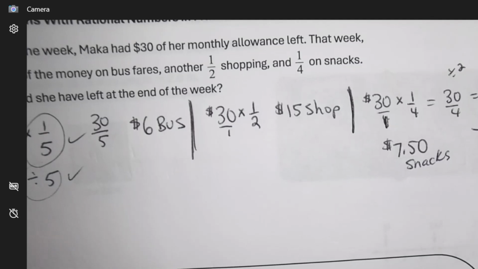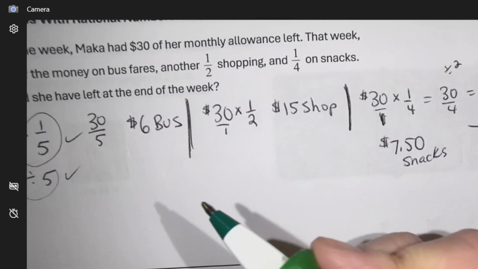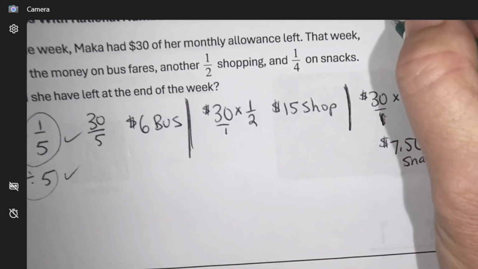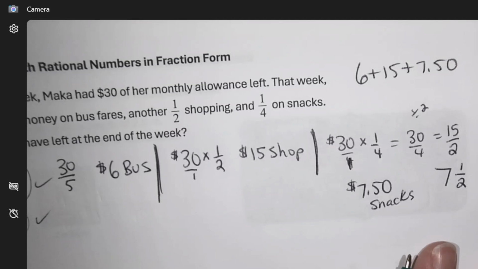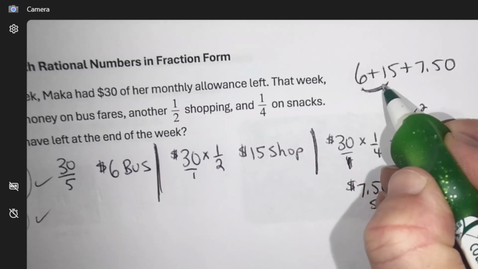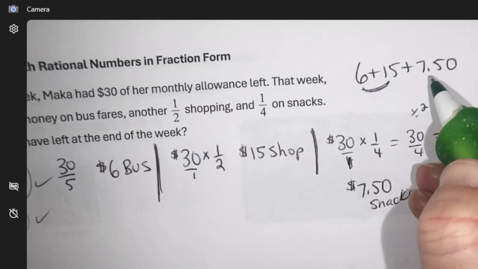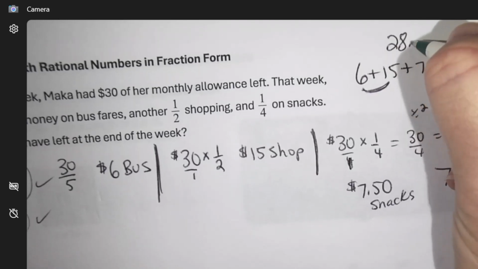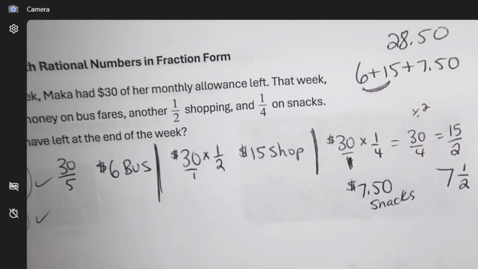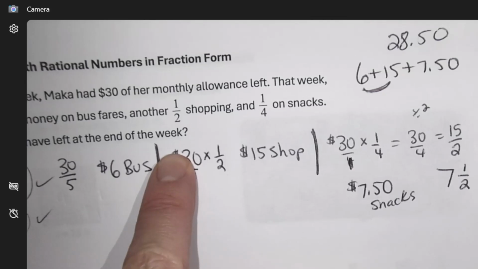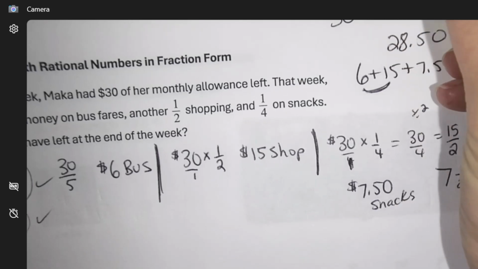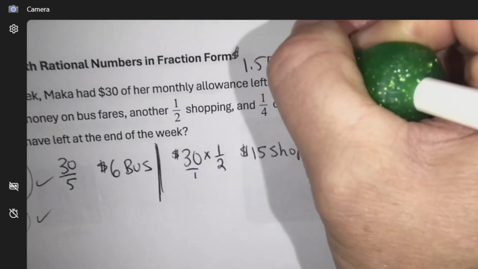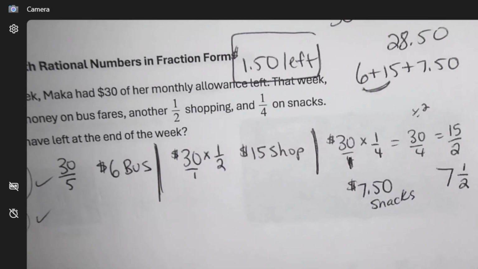Okay, now what do we have to do? Add it all together. So we've spent 6 plus 15 plus 7.5. What are we at here? 21. 7 more. 28.50. What do we have to do? Because the question says how much does she have left? Subtract. $1.50 left. That's your answer.